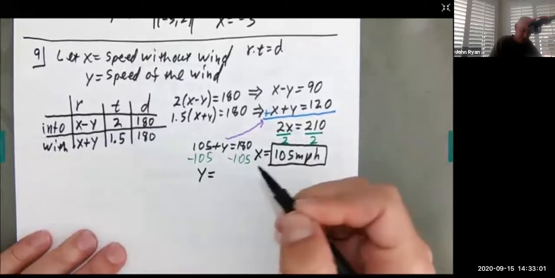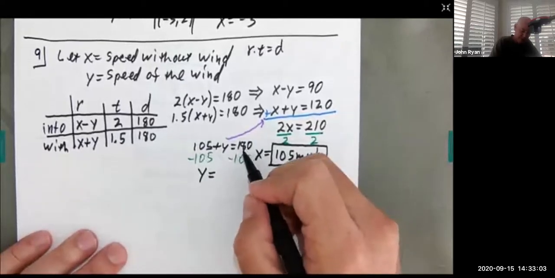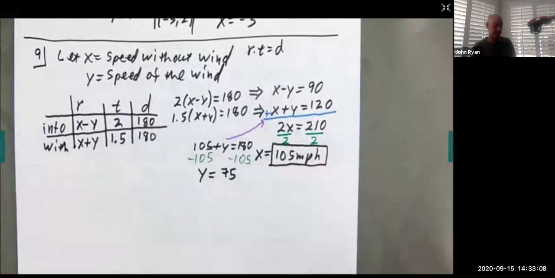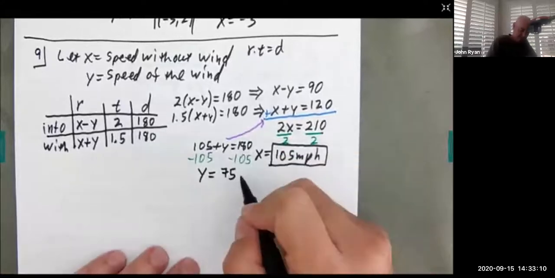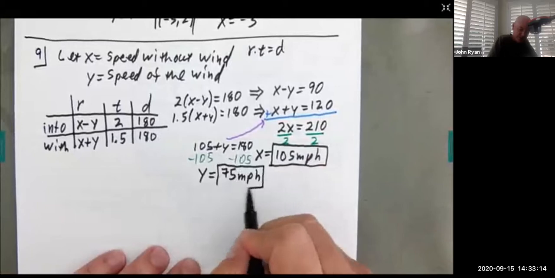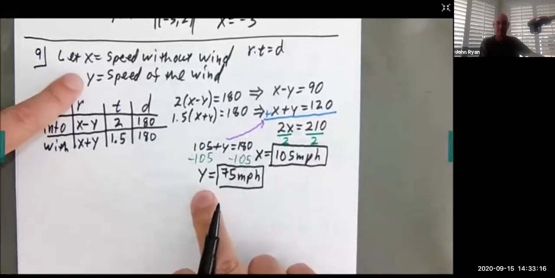Means that y is now 75 miles per hour. Again, this is the speed of the wind. Y is the speed of the wind.